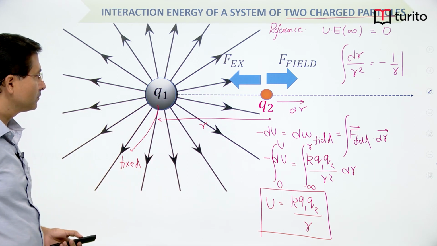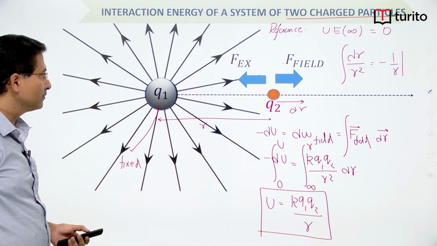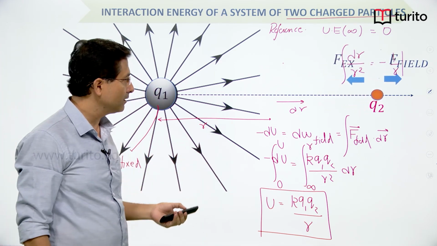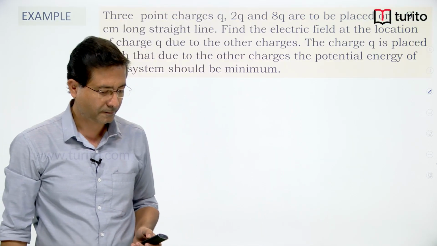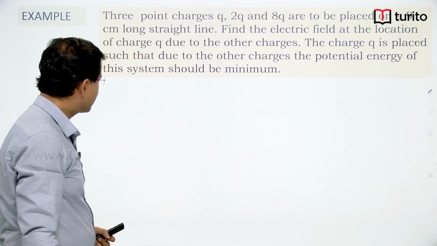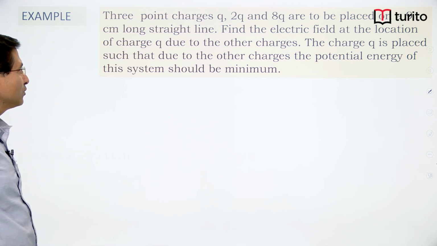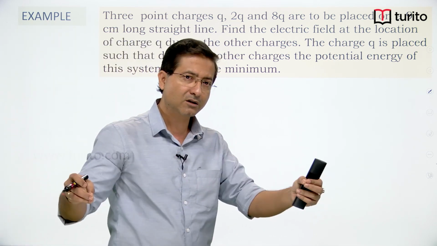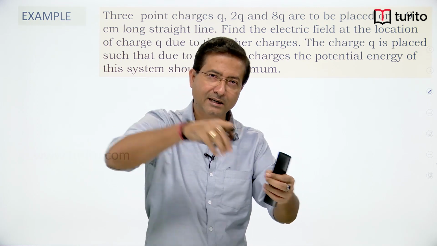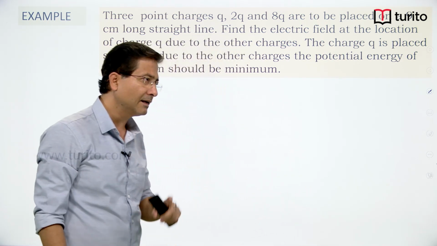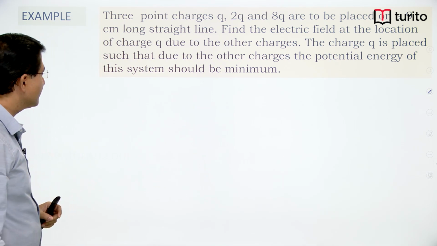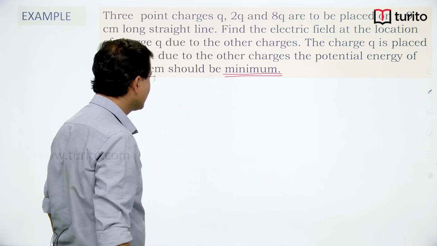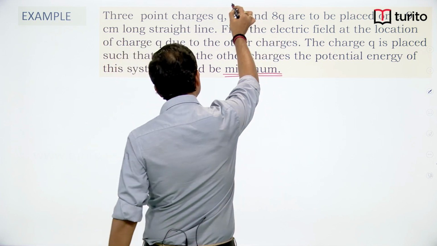Now, let us see one example based on this expression. The question says there are 3 point charges q, 2q, 8q, and they are to be placed on a 9 centimeter long straight line. So all 3 must be placed on a 9 centimeter straight line in such a way that the potential energy associated with the system should be minimum. We want the least potential energy with these three charges.